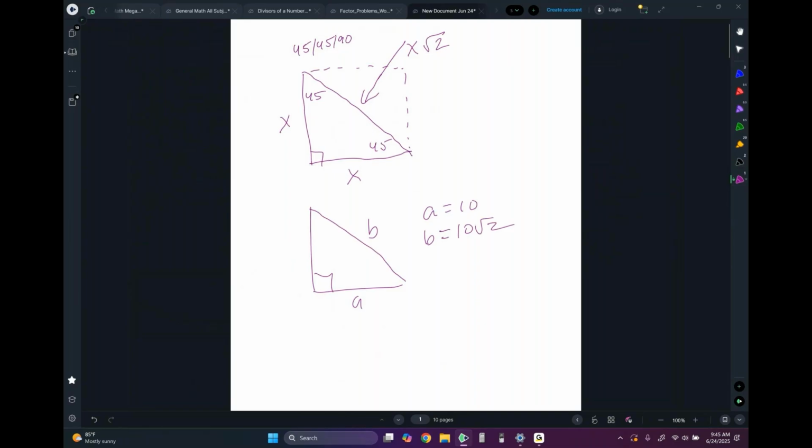All right. So let me change this. What if this, guys, was 7 root 2? What is A? What is B? Albert, if the hypotenuse is 7 root 2, A and B would both be 7. Good. Okay, let's stop there for a minute because I'm about to make this harder.